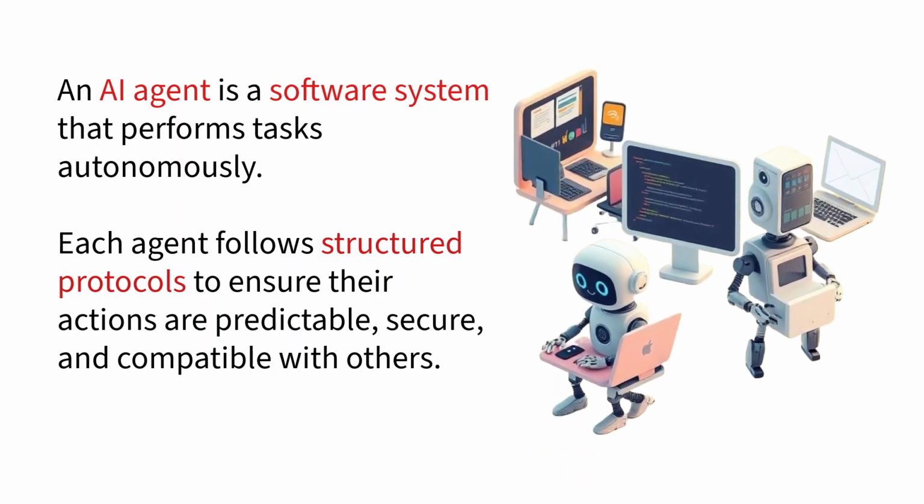An AI agent is a software system that performs tasks autonomously. In the agentic web, multiple AI agents interact, each specializing in a task, like managing your schedule, writing reports, or analyzing data. These agents are not isolated, they can communicate, delegate, and collaborate. Each agent follows structured protocols to ensure their actions are predictable, secure, and compatible with each other's. The agentic system is not a single AI, but an ecosystem of coordinated agents working in harmony.